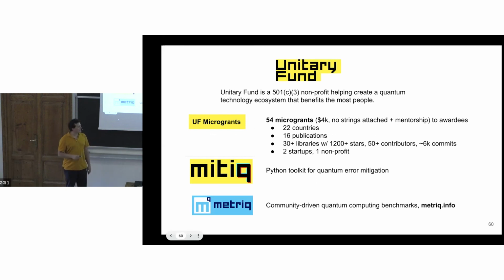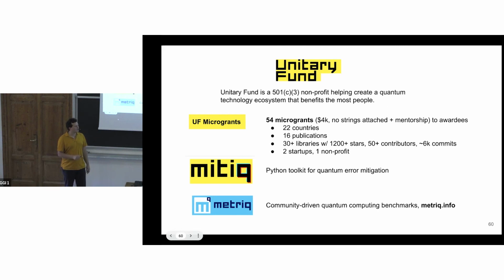One way we do that is through these Unitary Fund microgrants. There have been many grants awarded so far. These are no strings attached, easy to apply microgrants for personal projects or team projects with a scope. They don't need to be open source. They can also be community activities. But there's been quite an output from a diverse pool of applicants.